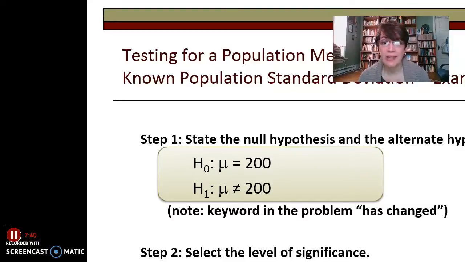Then we are going to select the significance level. It was stated in the problem, 0.01. And we are going to use a test statistic. It's the same thing we were doing last week. Since we know our population standard deviation, we're going to use the Z distribution. Okay, now what do we do with that?